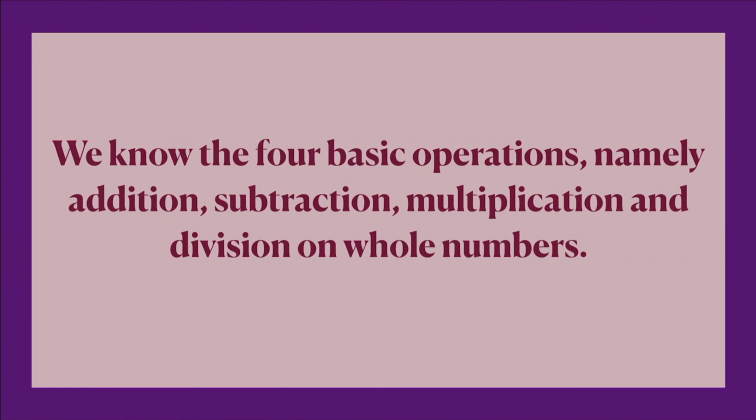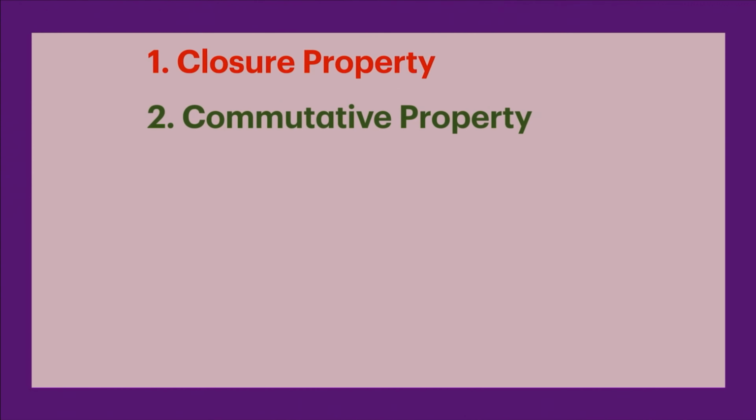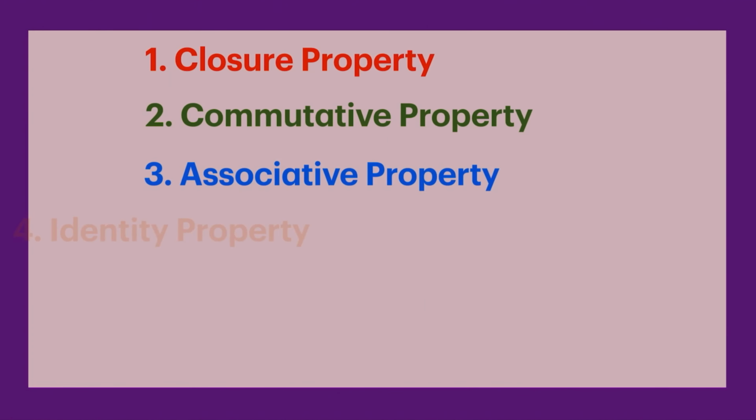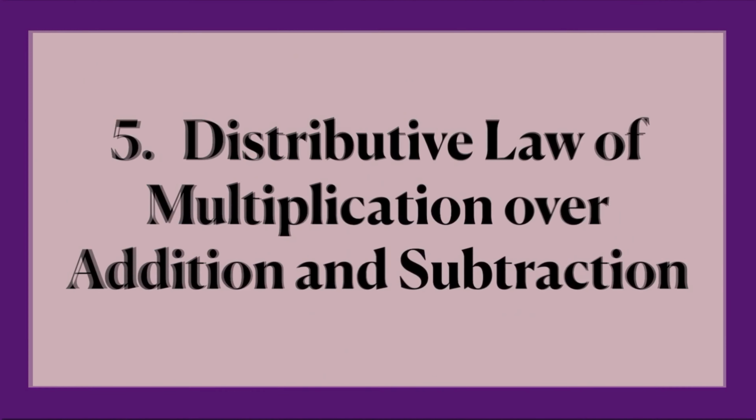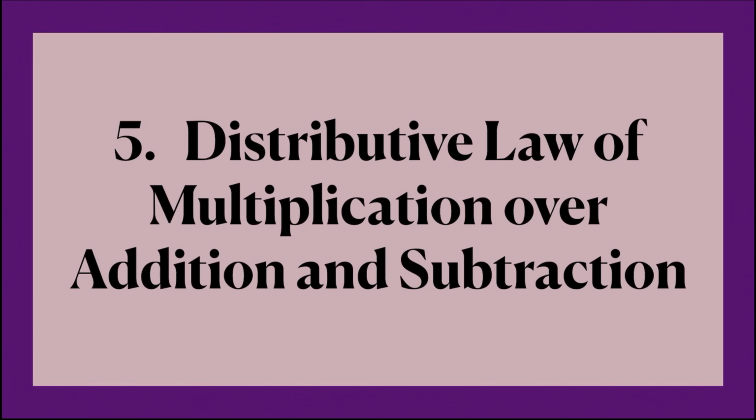So let us begin with the chapter. We know the four basic operations, namely addition, subtraction, multiplication and division on whole numbers. Now let us learn the properties of these operations on whole numbers. There are 5 properties. Those are closure property, commutative property, associative property, identity property and distributive law of multiplication over addition and subtraction. Now we'll learn about the distributive law of multiplication over addition and subtraction.